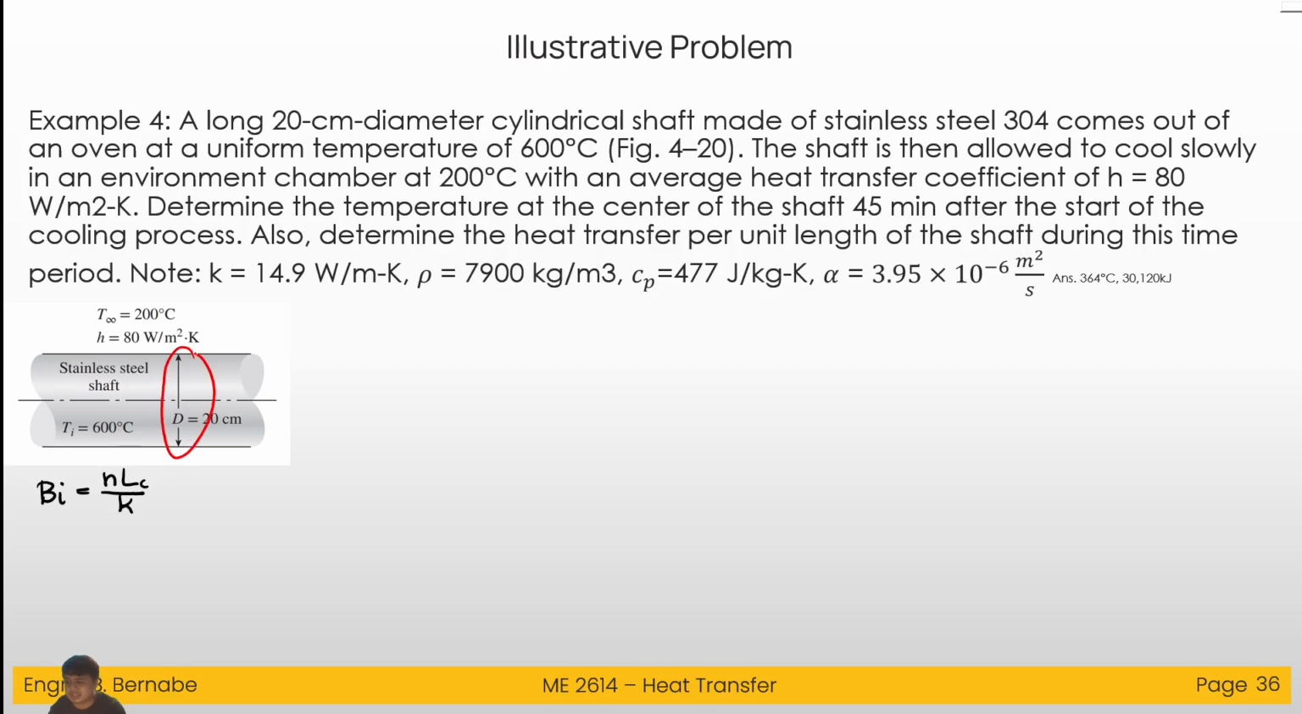If this is the diameter, then the characteristic length, or you can call this R_c if you want, or I'll just write L_c here, is 10 centimeters. Again, this is just the distance from the center to the surface. So you can solve the Biot number. You have h is 80, k is 14.9, and 10 centimeters, so 0.10 meters. So the Biot number can be solved.